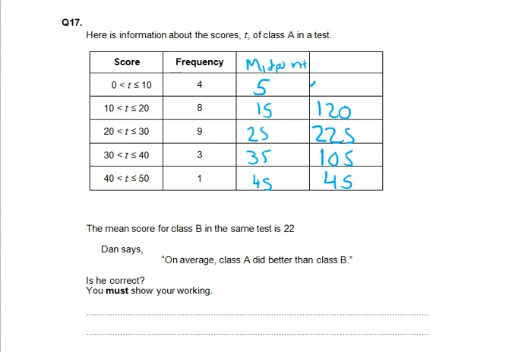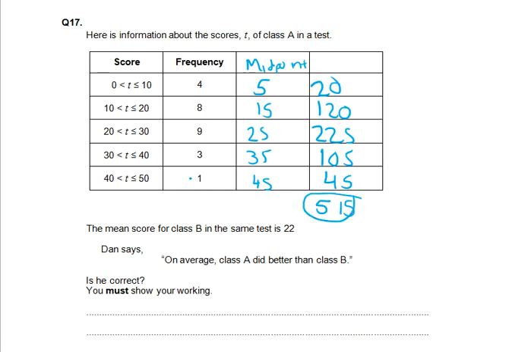Didn't need to put that on in my calculator, but I did anyway. Okay, and then we're going to add them up. 120 plus 225 plus 105 plus 45. Remember, you are in a calculator paper, so just use your calculator whenever you can. You can always check them back if you've got plenty of time at the end and work them out. So that's the sum of all the scores.